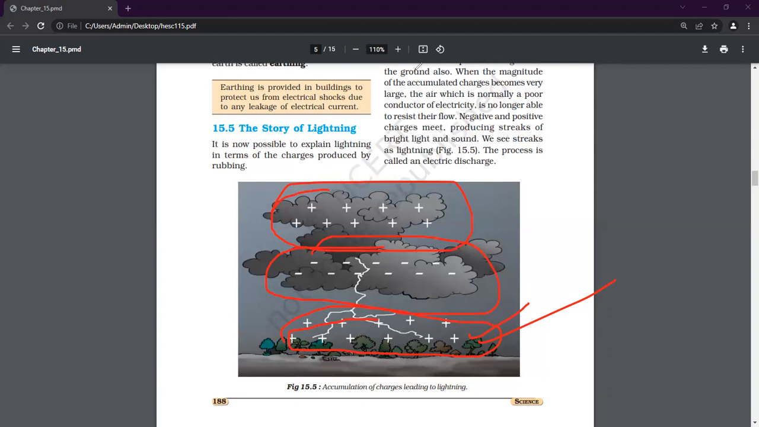They are also trying to find the answer to this question: why the tops of the clouds get the positive charge and why the bottoms of the clouds get the negative charge. They also do not have a complete or proper answer to this. That's why this question will remain unanswered, okay? The scientists are still researching this particular topic, why the top clouds are positively charged and why the bottom clouds are negatively charged. This is still a topic of discussion and research.